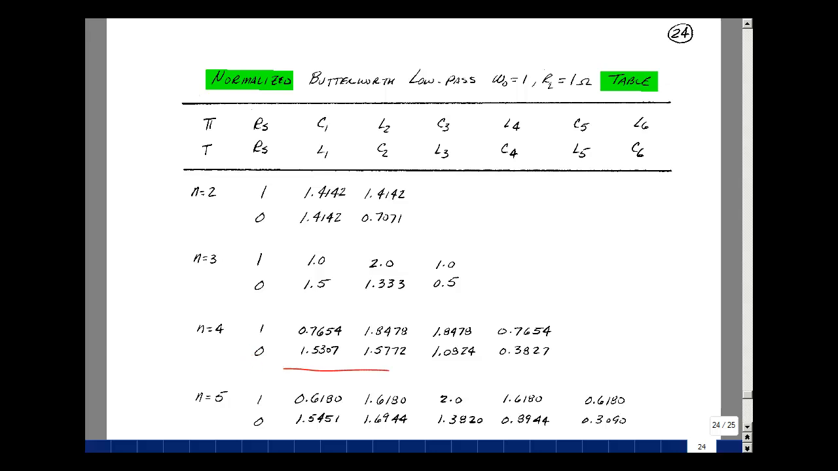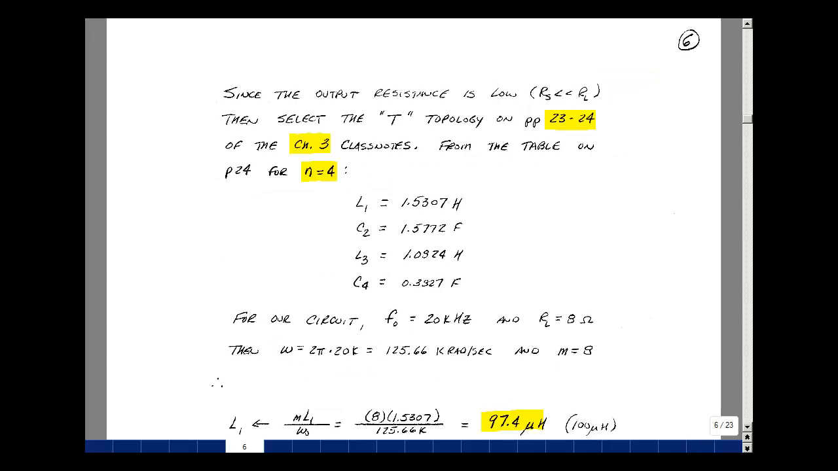And we're going to grab these components to make our filter. So let's go back to the Chapter 9 notes. So grabbing those values off of there: 1.5307 henries for L1, 1.5772 farads for C2, 1.0824 henries for L3, and 0.3827 farads for C4.